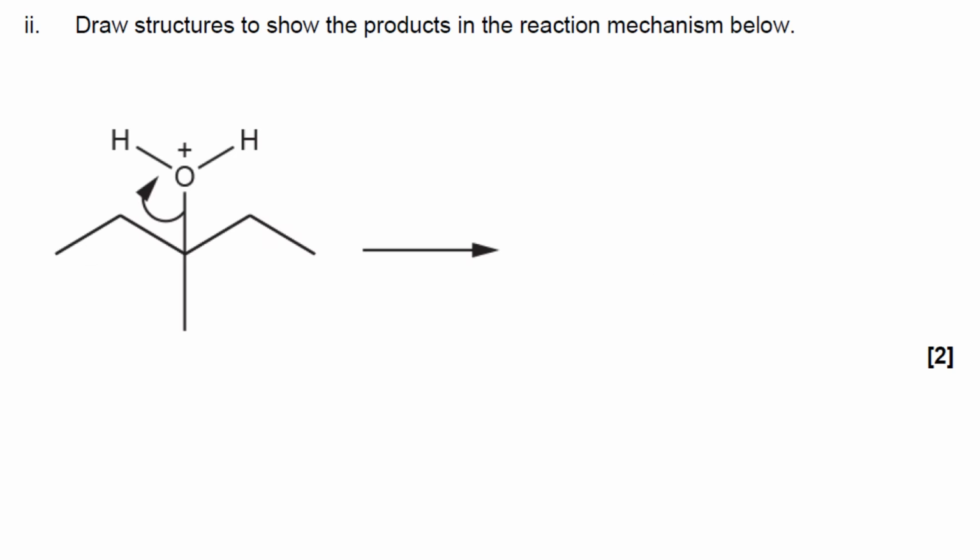So our second example is a bit more involved. This is one you won't have seen before. The curly arrow is moving towards the oxygen atom, and the oxygen atom carries a positive charge. So what they want you to do is suggest the structures that would be produced when that mechanism happens. It says show the products. Now that means there's two things being made.